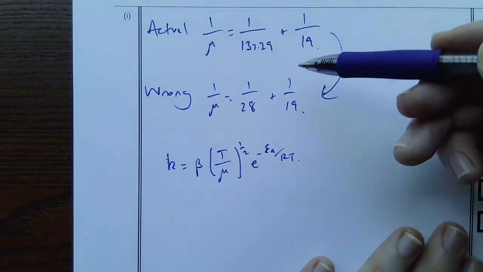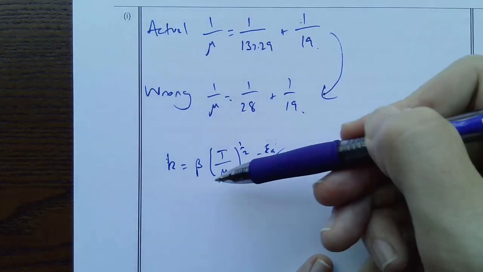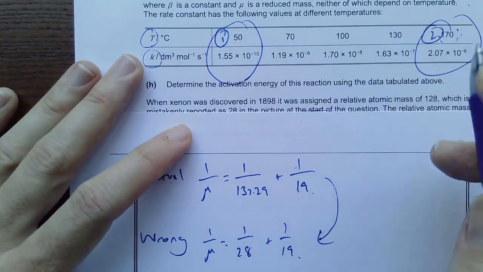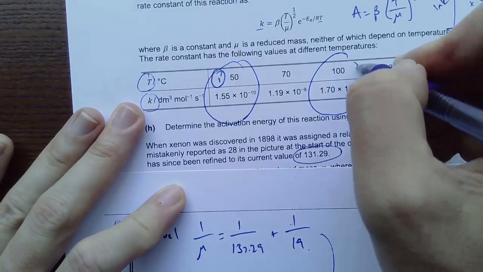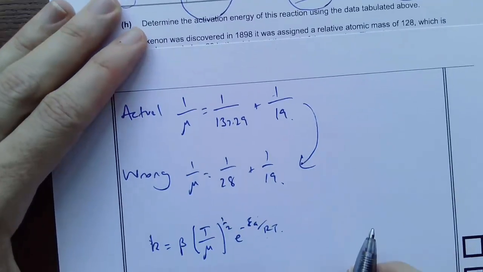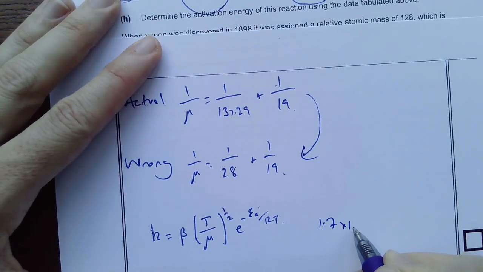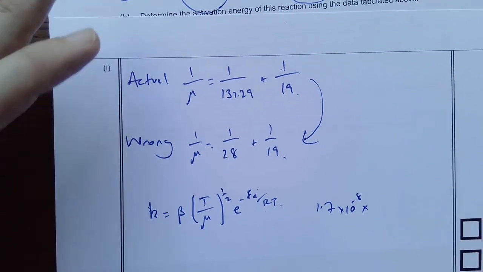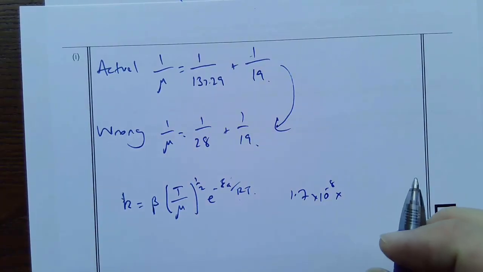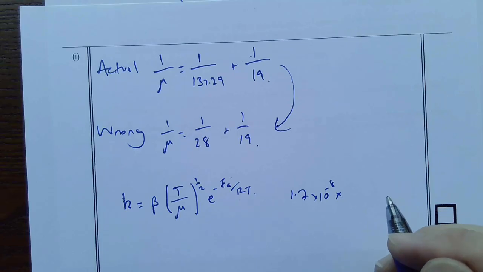Basically, you just do the ratio. You do the ratio of these two and multiply it by your value of K. So, at 100 degrees, my value of K is 1.7 times 10 to the minus 8, multiplied by the ratio of the two, right?